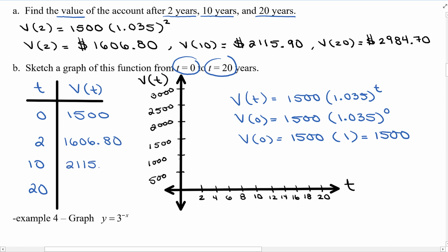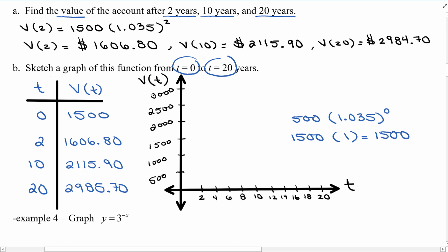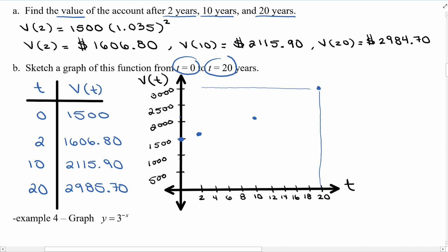I've gone ahead and filled in all the values for v of t. So 0, 1,500, 2, 1,606.80, 10, 2,115.90, and 20, 2,985.70. I'm going to go ahead and plot these points. So I'm plotting the point 0, 1,500, 2, 1,606.80, the next one 10, 2,115.90, and the last one, 20, 2,985.70. I have drawn a curve connecting these points to represent my function.